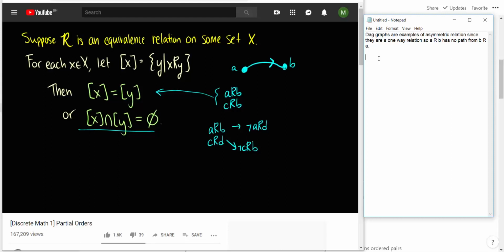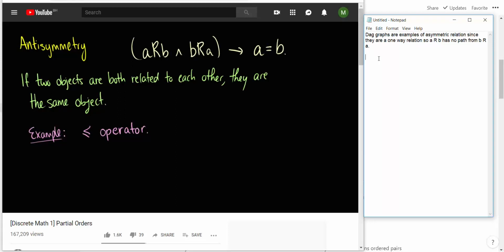So we need to introduce a new type of relation, and that is the relation of anti-symmetry. Now, when you see the word anti, you sort of think of the word not, and we should not do that with anti-symmetry because the definition's a little bit more confusing. So what this says is that if A is related to B and B is related to A, then A is going to be equal to B. So what this means is that if two objects are related to each other, they're going to be the same object in an anti-symmetric relation.